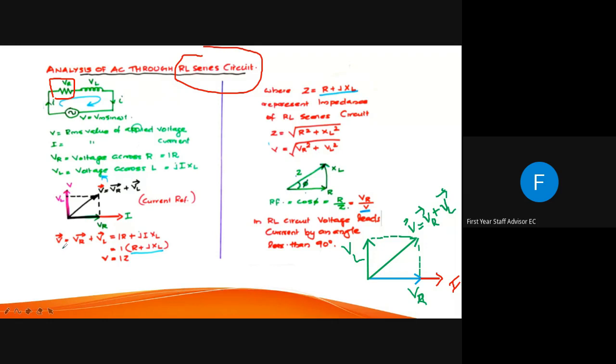Now we are taking this equation, that is the phasor V is equal to phasor VR plus VL. So the voltage across the resistor is nothing but current into resistance. So I am writing IR plus, so this is an inductive component. Voltage across the inductor is actually I into XL, but it is a reactive component, so I am adding jIXL.